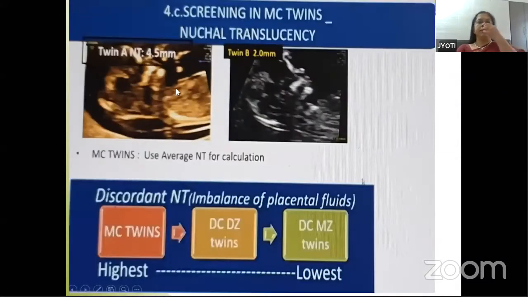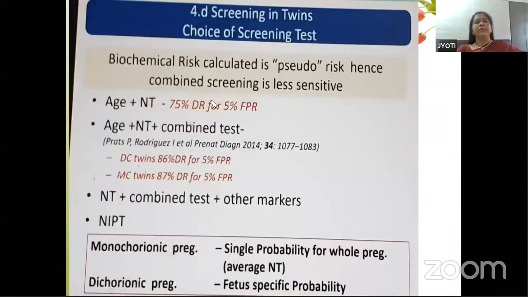So here you see a twin with NT 4.5, and the other has 2 mm. In such cases, what we need to do is use an average NT for calculation, because discordant NT is more common and is highest in monochorionic twins. Looking at the other screening markers, age and NT is only a 75% detection rate. Age and NT combined screening for monochorionic is only an 87% detection rate. The take-home point in this slide is that in a monochorionic pregnancy, there is a single probability for the whole pregnancy with an average NT. But if you're looking at a dichorionic, it is a fetus-specific probability.